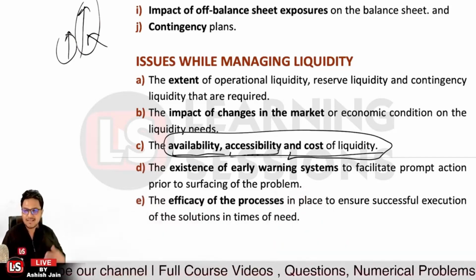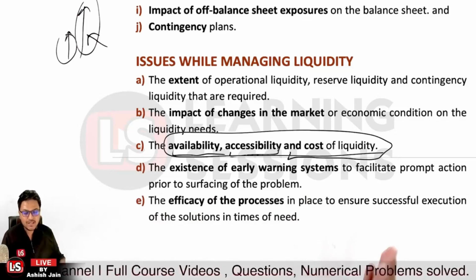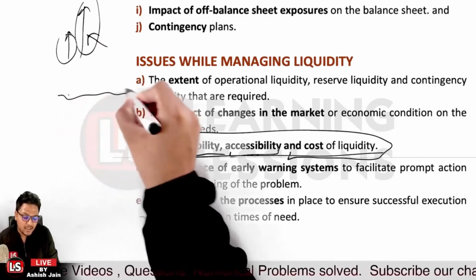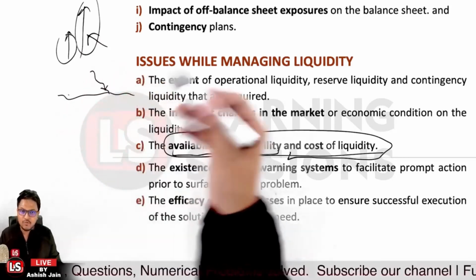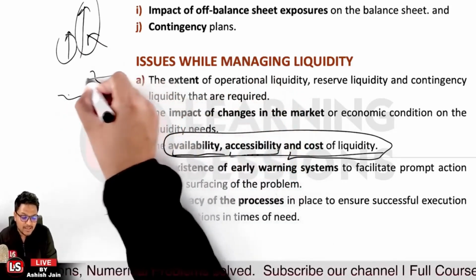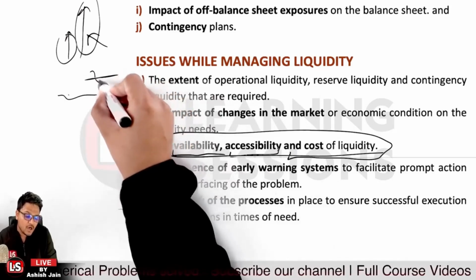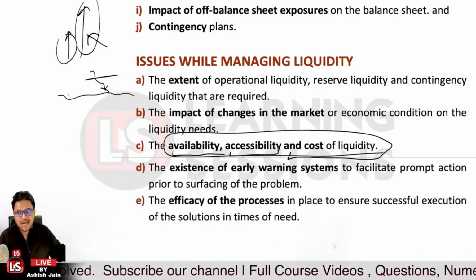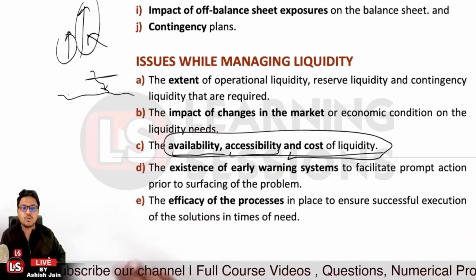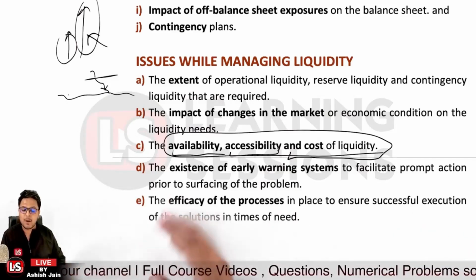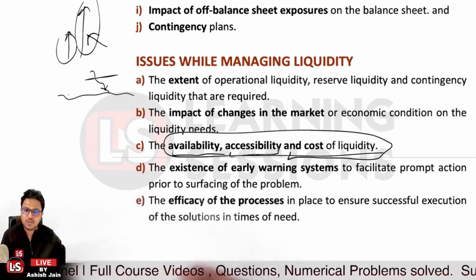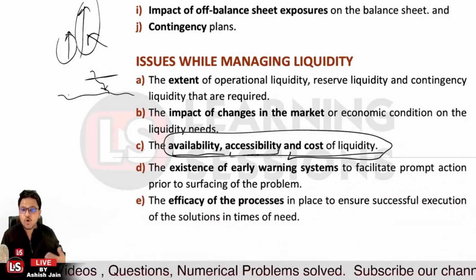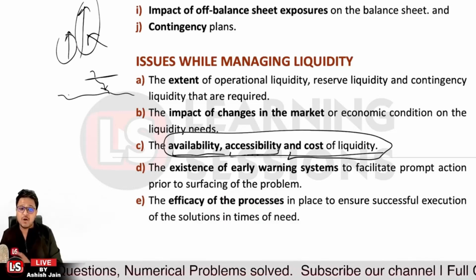And also there must be the existence of early warning signals. Now what is the early warning system? Early warning system is related to a particular level that we are going below. There must be an early warning signal that this is the mark beyond which you may face liquidity risk. So there must be early warning systems which facilitate prompt action prior to the problem surfacing. It shouldn't be the case that only when the problem surfaces will we look for the remedy. We must have a system that gives an early warning signal that this particular thing is going to happen, now you have to take action.